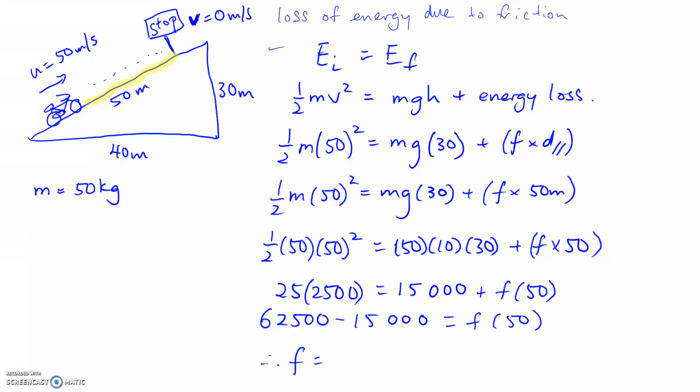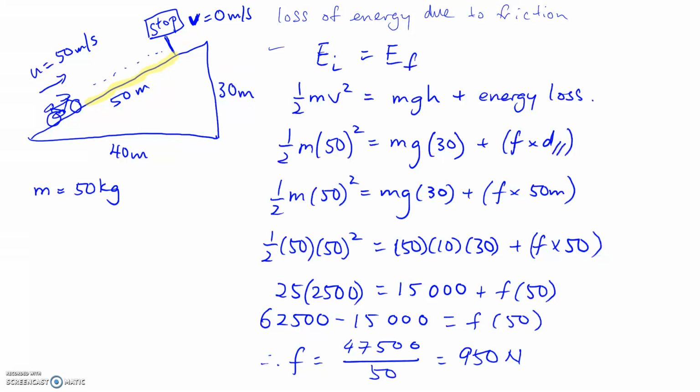Therefore, f is equal to how much do we have? 47500 over 50, and that will give you 950 newtons. Of course, this frictional force is a little bit exaggerated because I did not have a prior calculation, and these are just numbers plucked from random.